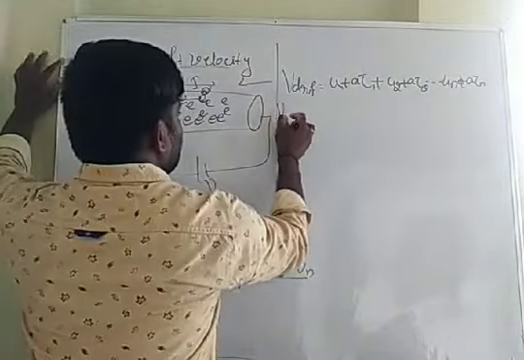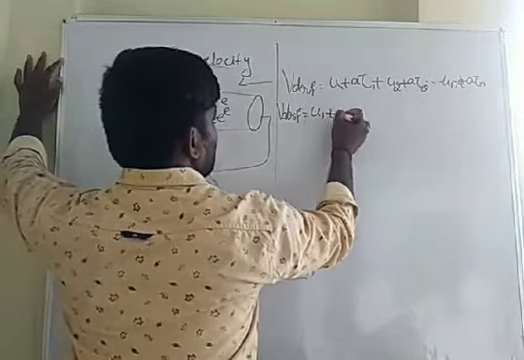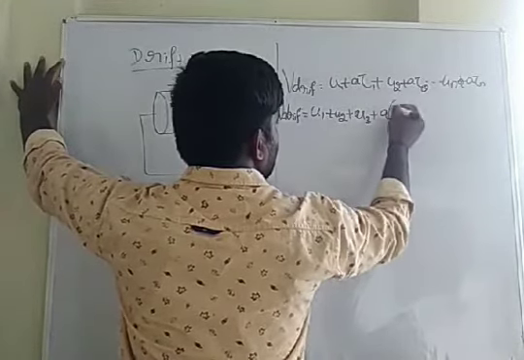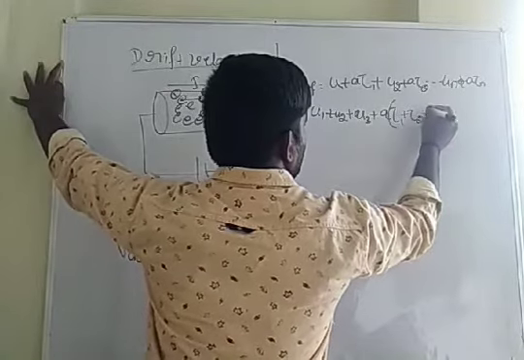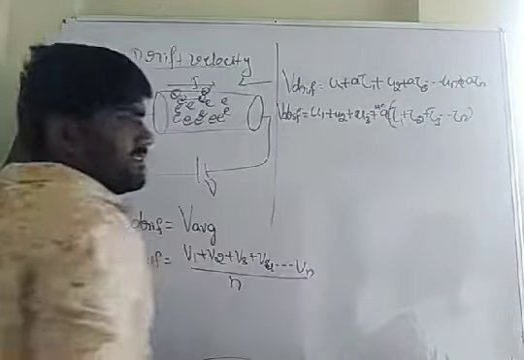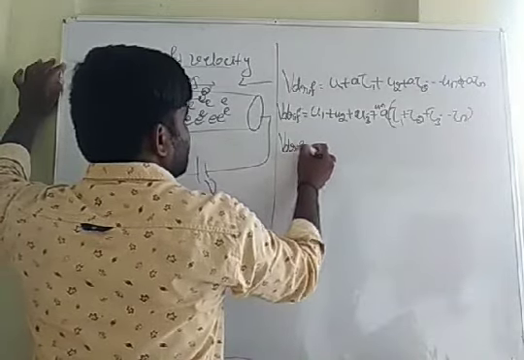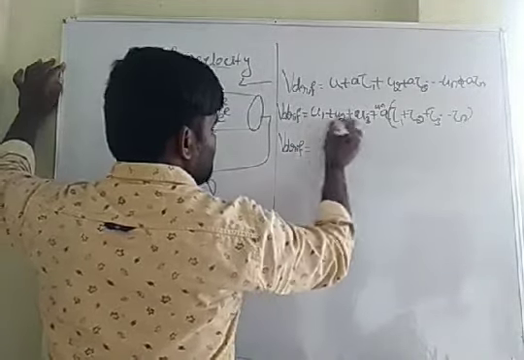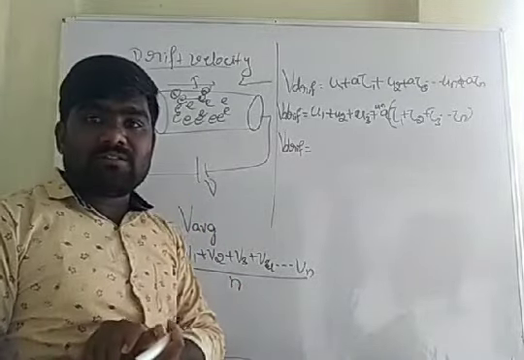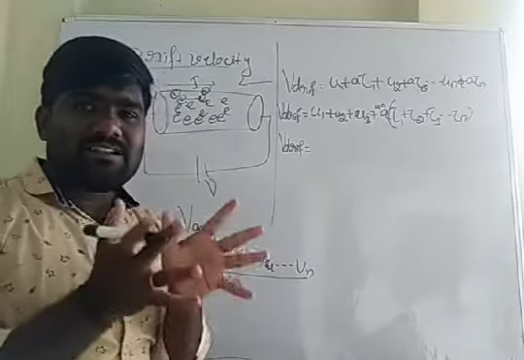So the drift velocity is equal to u1 plus u2 plus u3 up to un, plus a, which is common, taken outside, times tau 1 plus tau 2 plus tau 3 up to tau n, all divided by n. Before applying this voltage, the average of u must be 0. The initial velocity must be 0.